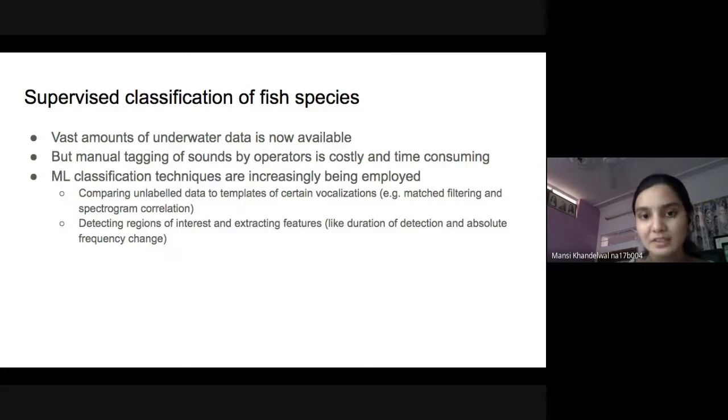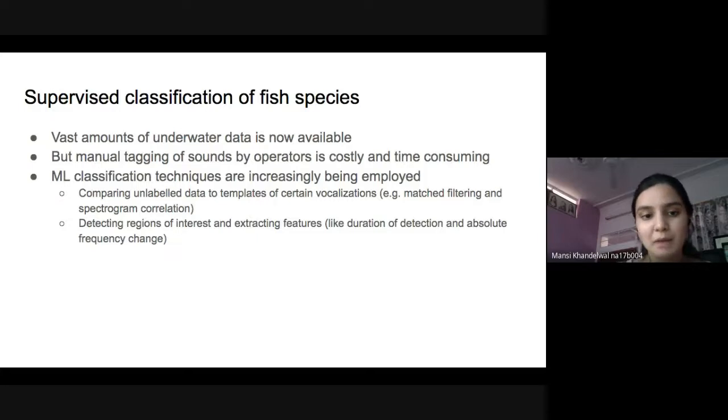And today, as we are speaking now, there are vast amounts of underwater data available because of the hydrophones that we're talking about. So there's publicly available data which is terabytes in magnitude. But the only bottleneck here is that when you're trying to classify fish species using supervised classification, somebody needs to manually tag these fish sounds, and that is usually done by operators who look at the spectrograms of these different fish species and tag them as different species potentially, and then this labeled fish data is used to train our algorithms to classify fishes from different sounds.